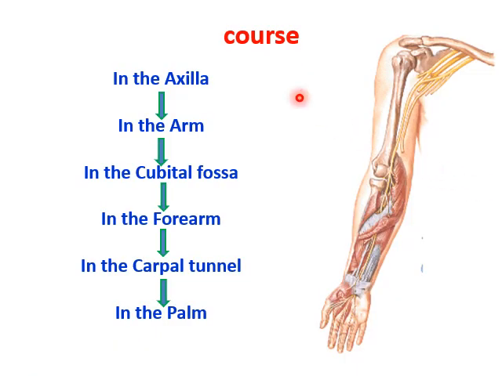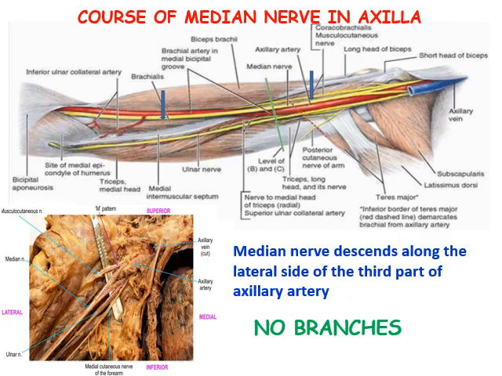Now coming to the course, we will see the course of the median nerve in the axilla, then in the arm, then in the cubital fossa, followed by its course in the forearm, then in the carpal tunnel, and then at the end in the palm. So let us see it. Course of the median nerve in the axilla.